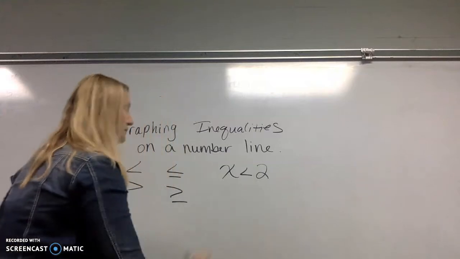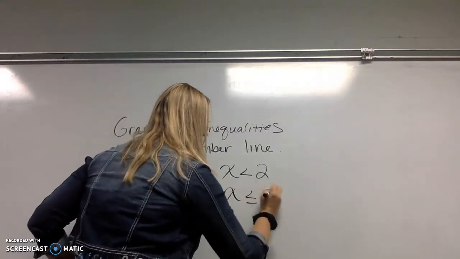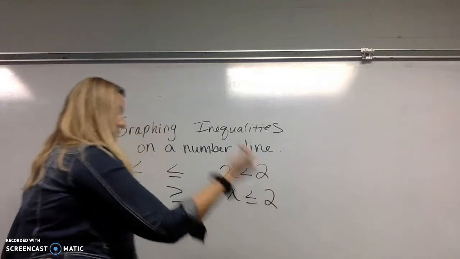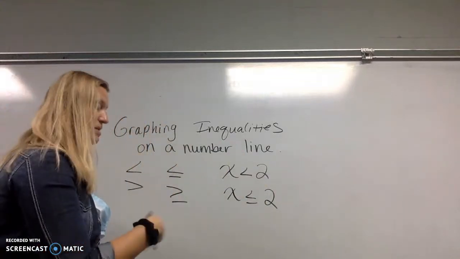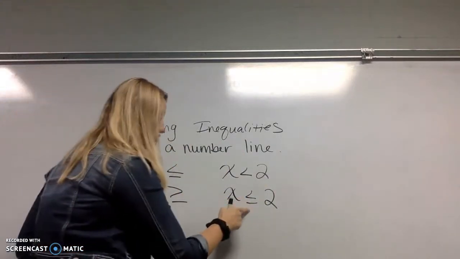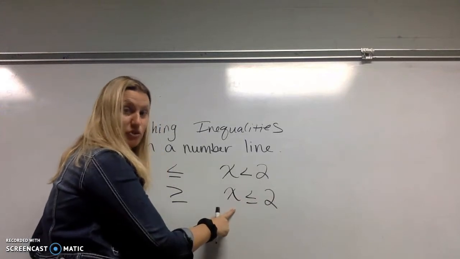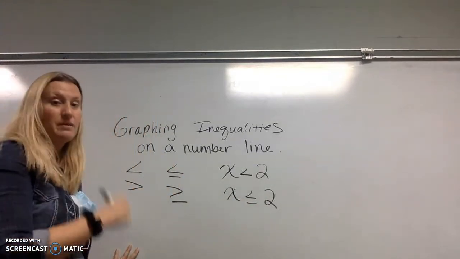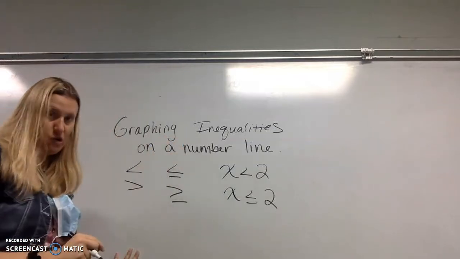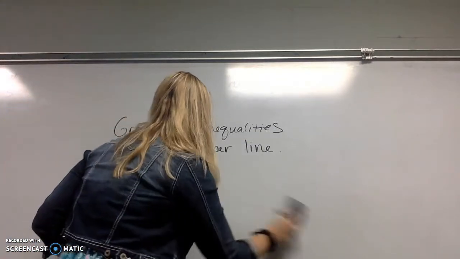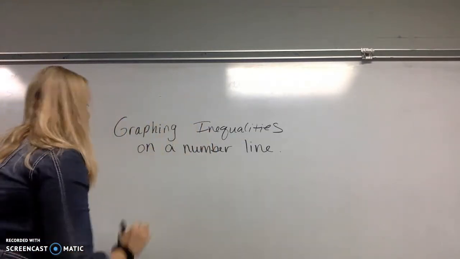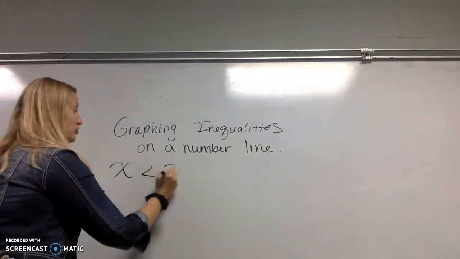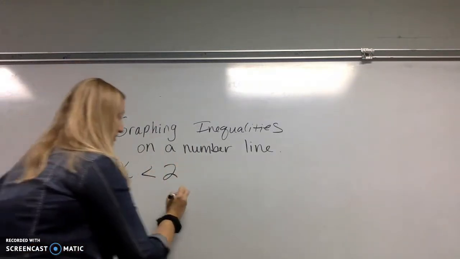X cannot be 2. However, if I write that now I want less than or equal to, all those numbers I said before, -1 million, 1.99, they work, but 2 does work this time. This time 2 could be part of it because it says it needs to be less than or equal to. That makes a big difference in how we're going to graph. So if I have x is less than 2, we'll go ahead and do that one on the number line.